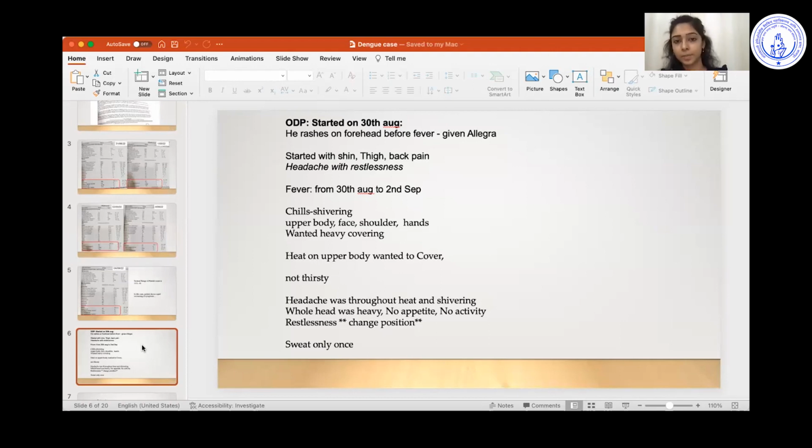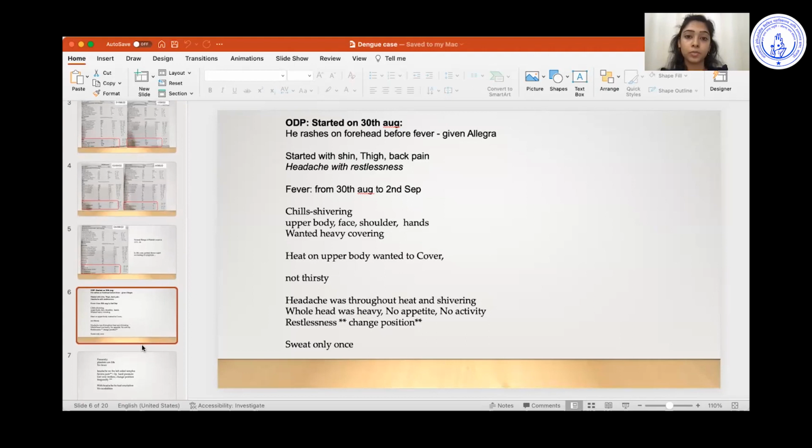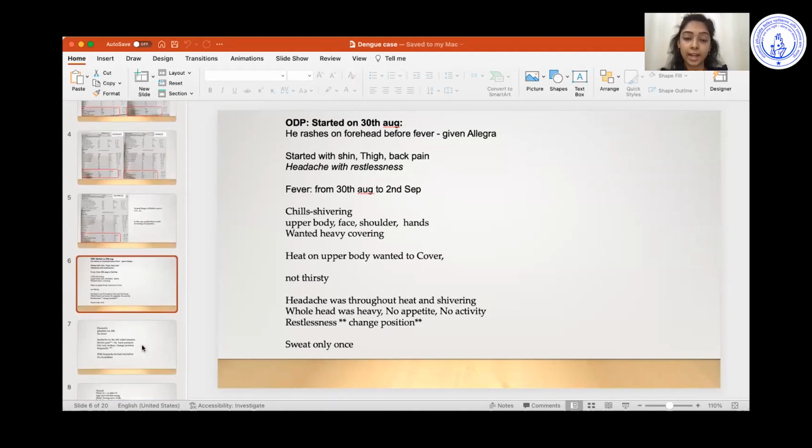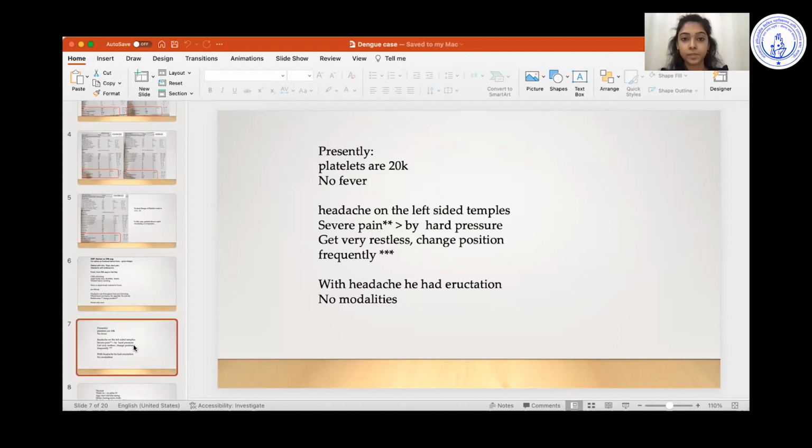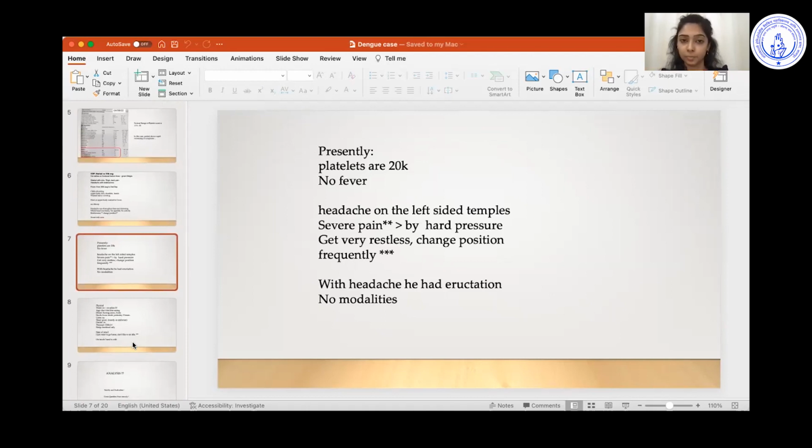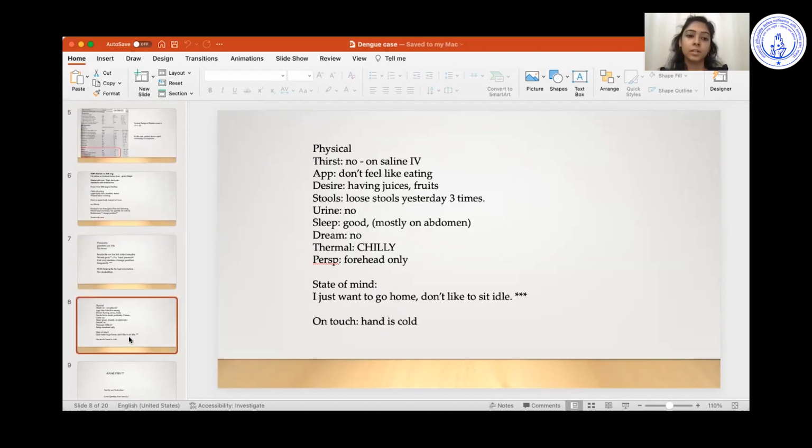After that the fever was subsiding, and as I told you, he was admitted in hospital and they were managing according to symptoms. When we spoke to him on 4th September, the main symptom he had was severe headache on the temples, which was better by pressure. At that point of time, platelets were 20,000. He was very restless because of these pains. We asked him about his state of mind at that point of time. He said, I just want to go home. I can't sit idle here. I just want to go home.